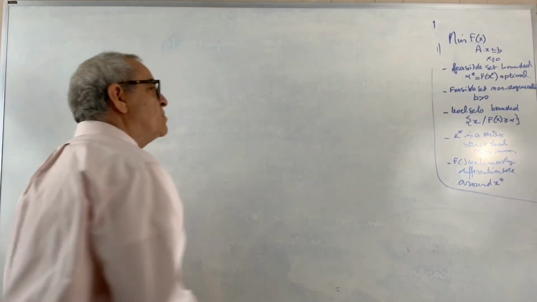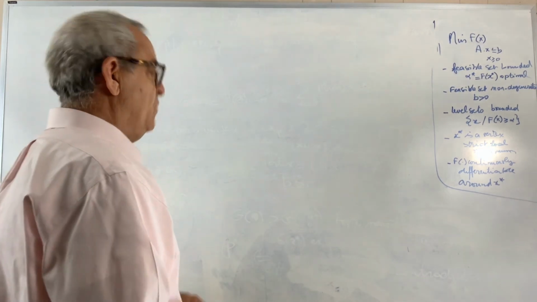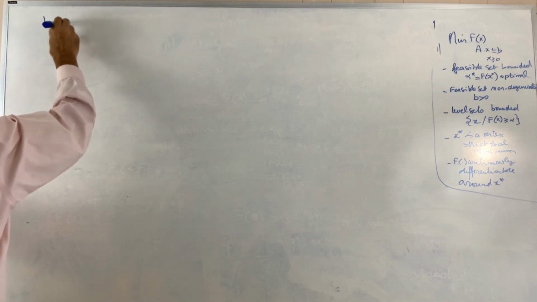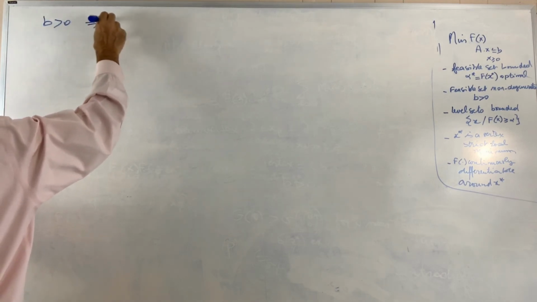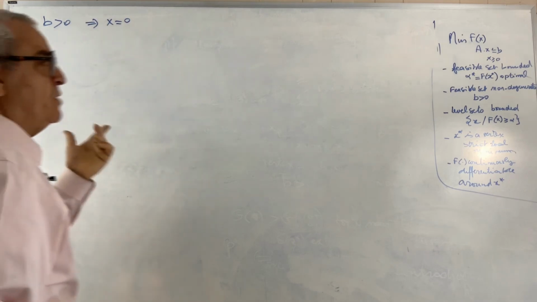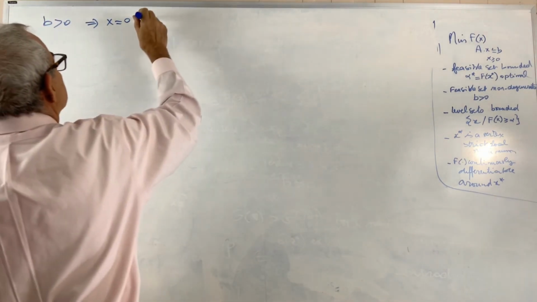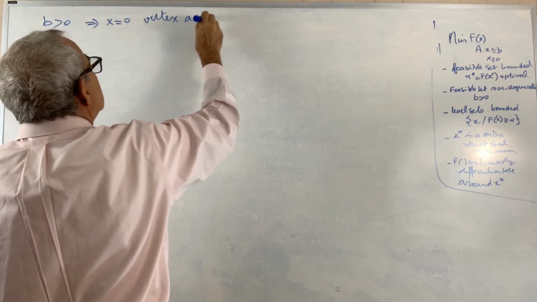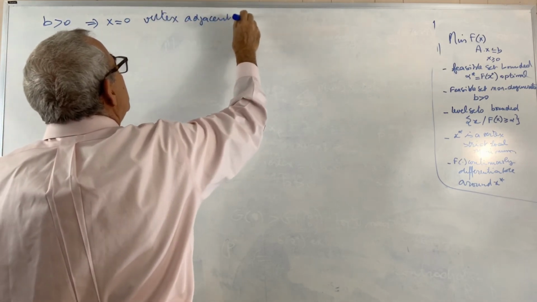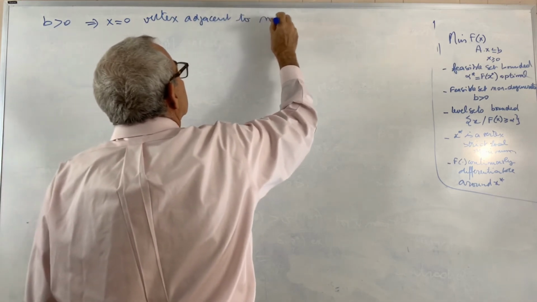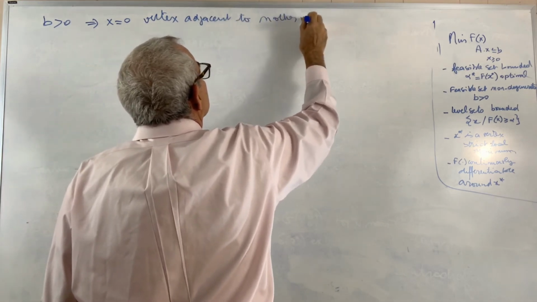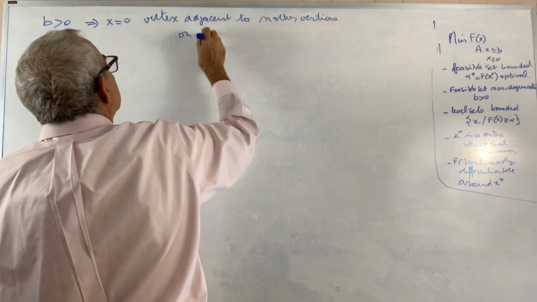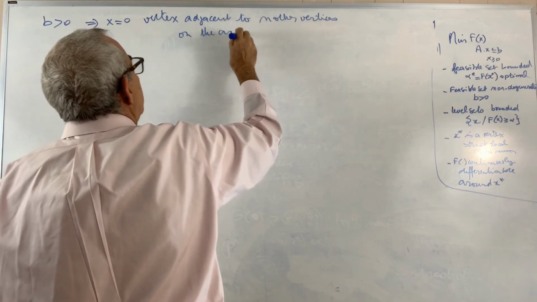So why do we need this non-degeneracy of the feasible region? B bar, so B is strictly positive. That implies that x equal to 0 is, of course, a vertex adjacent to n other vertices on the axis of Rn.